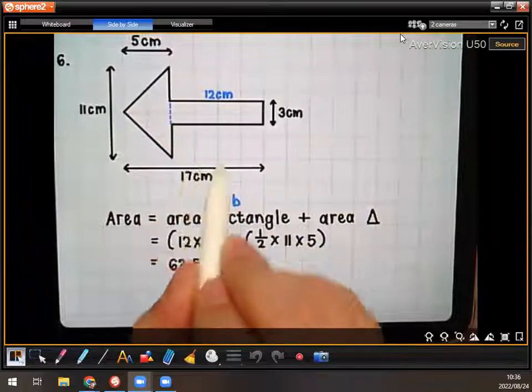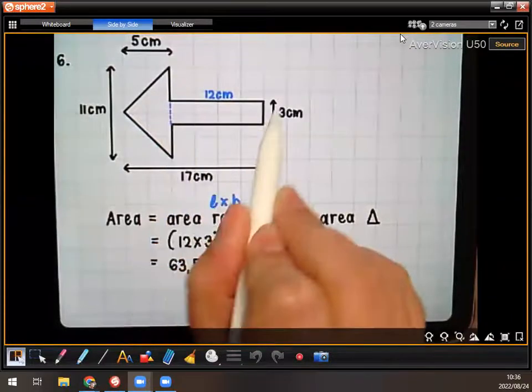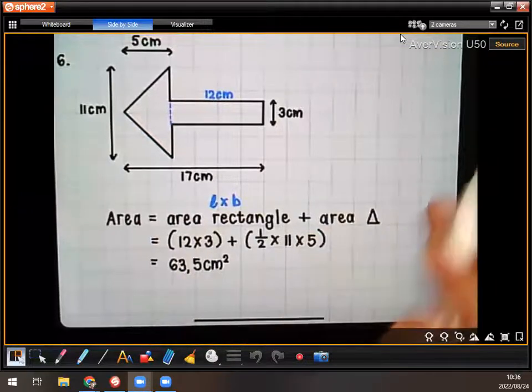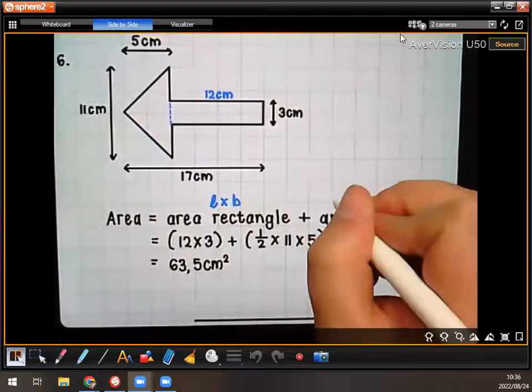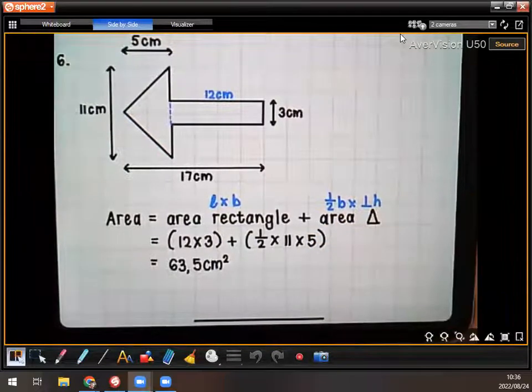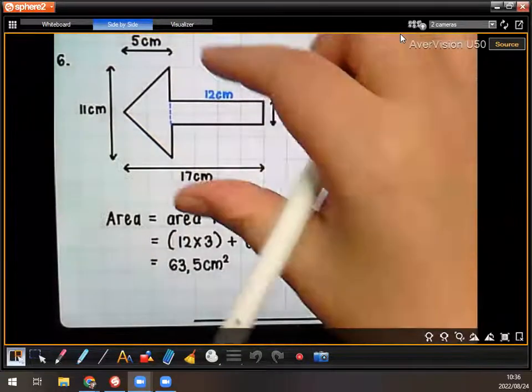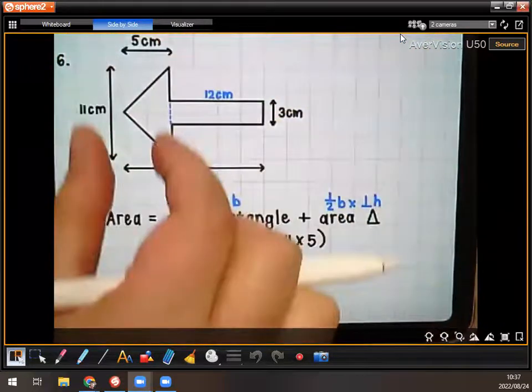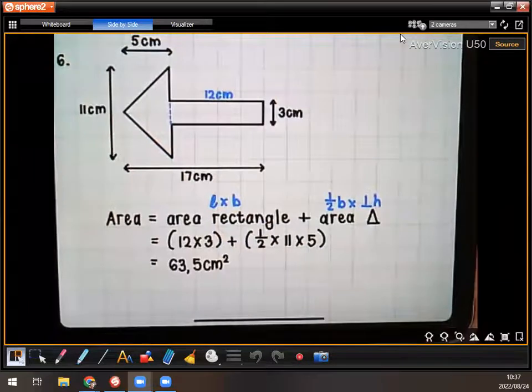Okay, so the area of the rectangle is 12 times 3, yes? 12 times 3. And then the area of a triangle, remember, it's half base times perpendicular height. You have to know those area formulas all by heart, right? The base we said is 11, and the perpendicular height is the actual height of the triangle, which is 5. So half times 11 times 5.